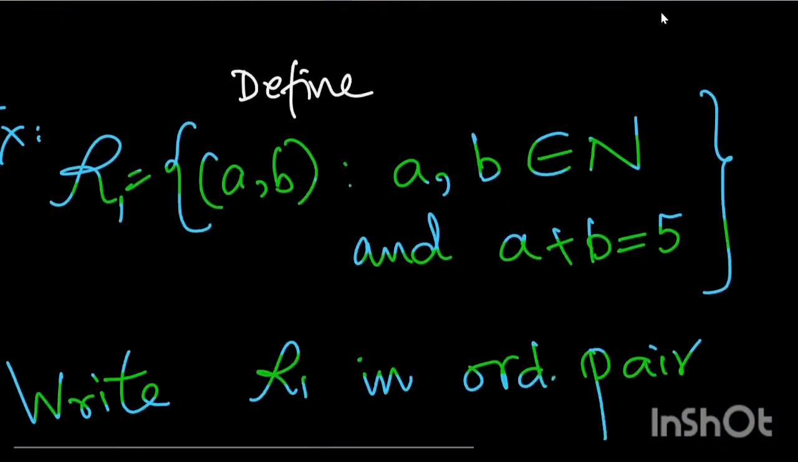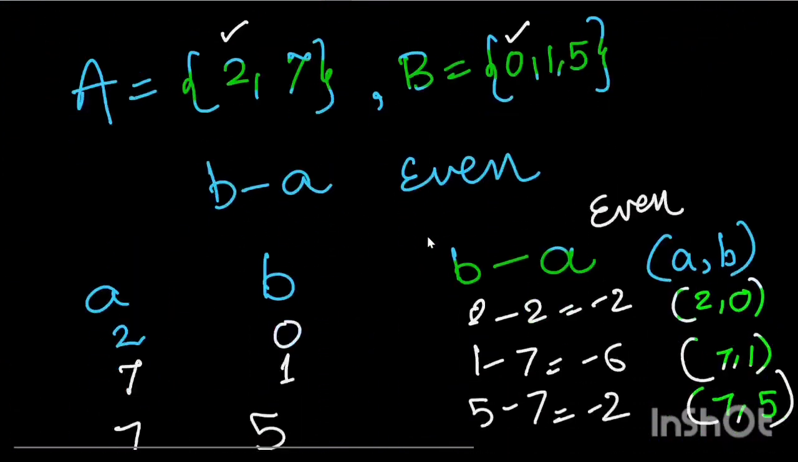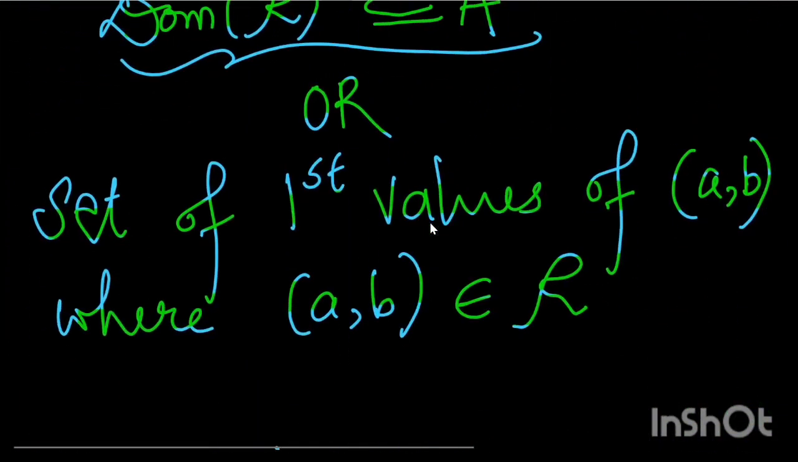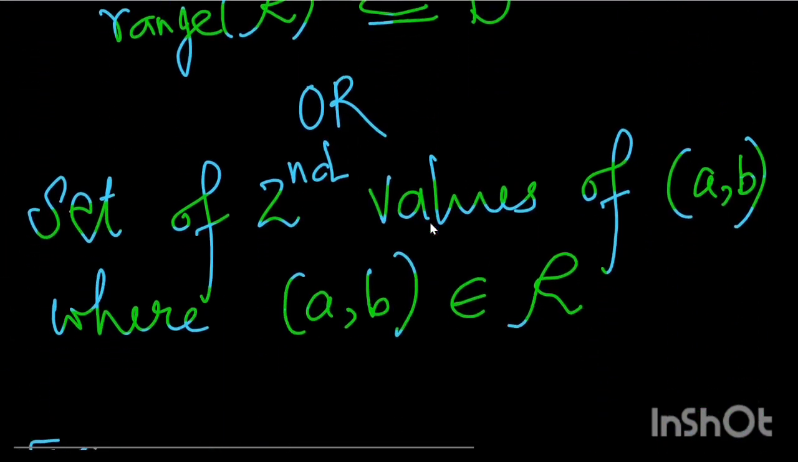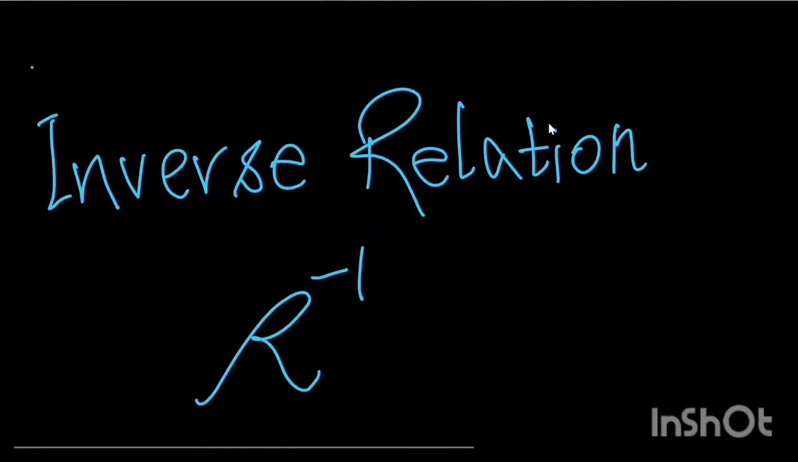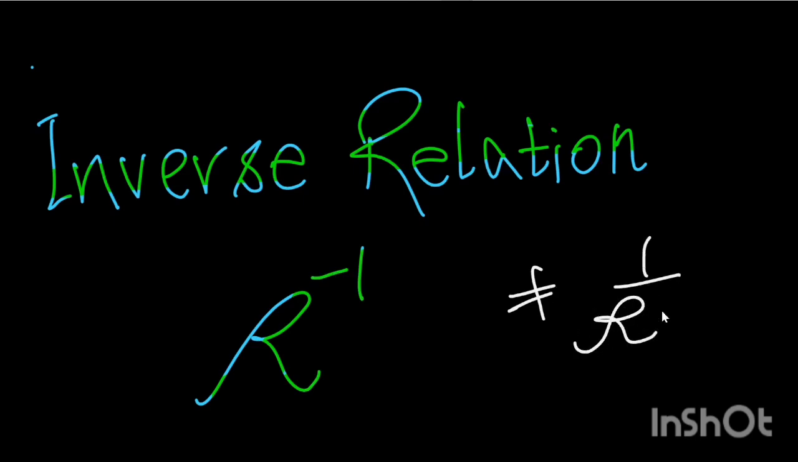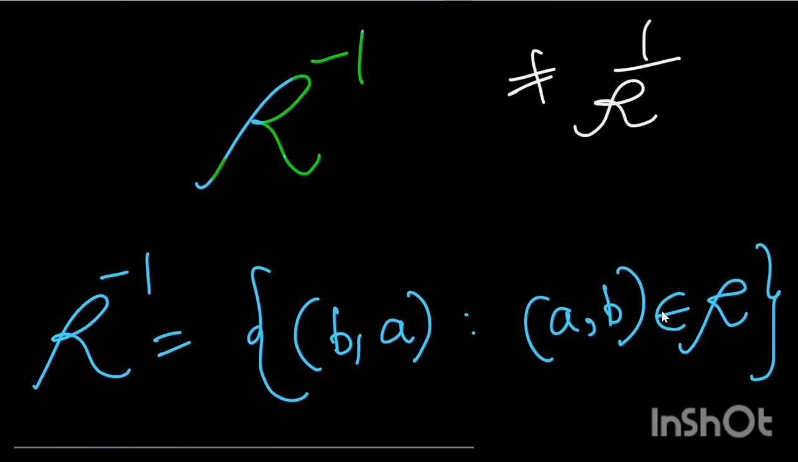Now let's define another term, which is what we call the inverse relation. The inverse relation R inverse, R minus 1. This shouldn't be confused with 1 by this. This is not this. This is simply R inverse, we call it. So R inverse is simply writing it in reverse order. If an element A comma B is there in a relation R, just interchange them, you will get B comma A. So the set of that, we define it as R inverse, guys.